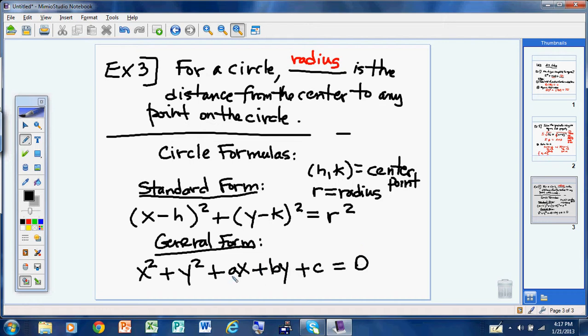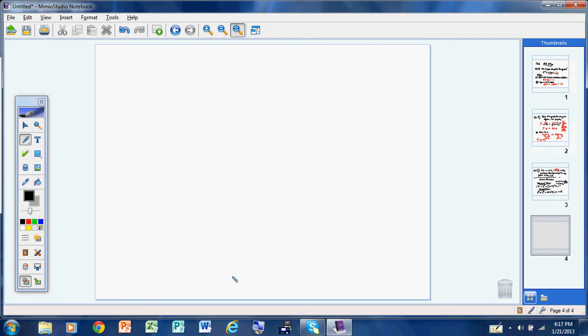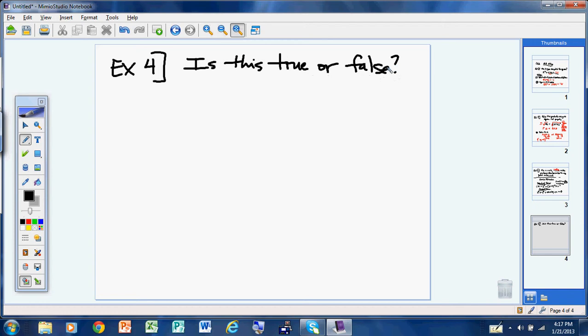Okay. So now that we have the two forms, let's look at a couple more examples. Example 4 is asking us, is this true or false? And what they're asking us, if it's true or false, is the radius of the circle in this equation.